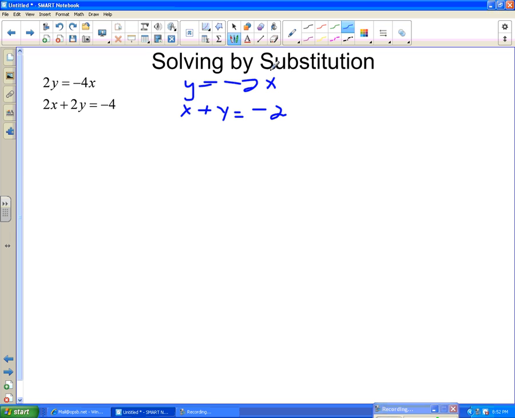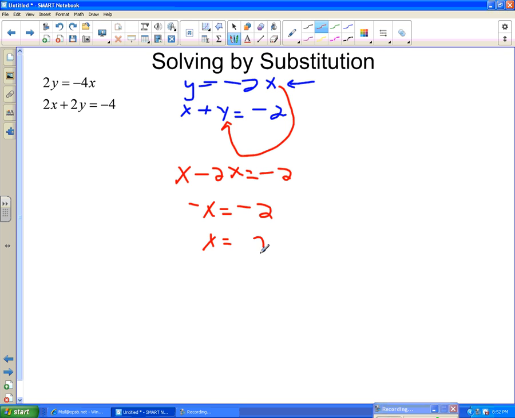So I'll look at this. If I want to use substitution to solve it, and I look at my two equations, I could really start anywhere, but it would kind of make sense to start with this first one. It's already solved for y. So if y is negative 2x, I can go ahead and take the negative 2x and plug it in for y here. So I have x plus y, which is negative 2x, equals negative 2, and x minus 2x is a minus x, equals a negative 2. And remember, I'm solving for x, not negative x. So I'll multiply across by negative 1 or divide by negative 1. I get x is 2.